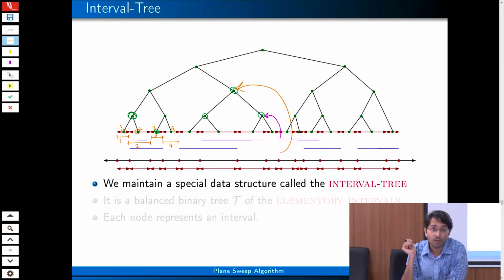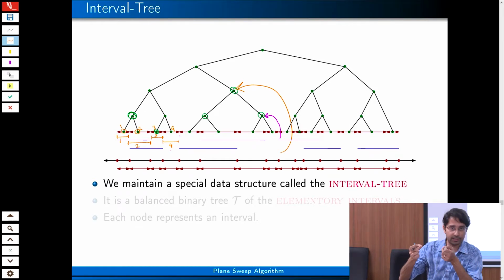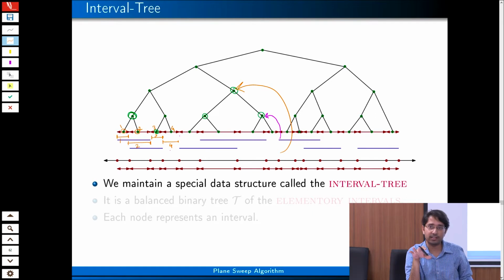Now why is there no vertex adjacent to 2 and 3, which would represent the union of the intervals 2 and 3? No, I am not saying that for every adjacent pair I will create a node. This is my construction. 1, 2 will be adjacent, 3, 4 will be adjacent. This is how I am constructing. I am not saying that for 2, 3 there will be a vertex. Let us see why we are constructing like this and how we will use this. The construction is clear, how I am constructing the tree.